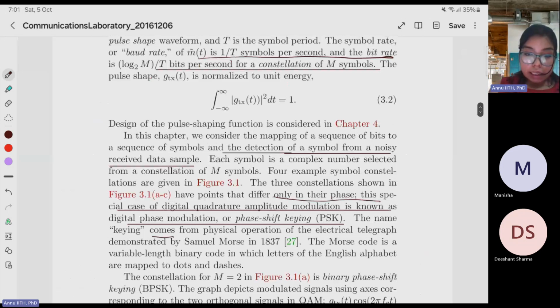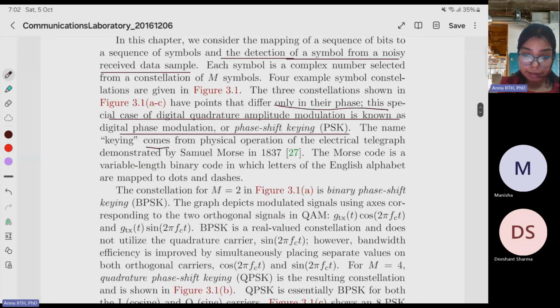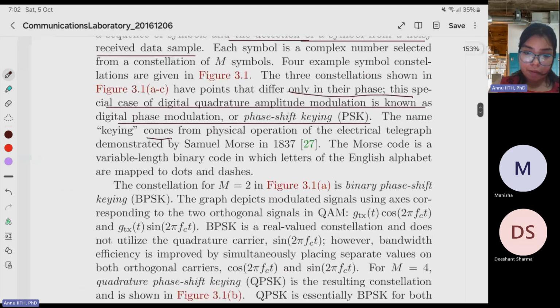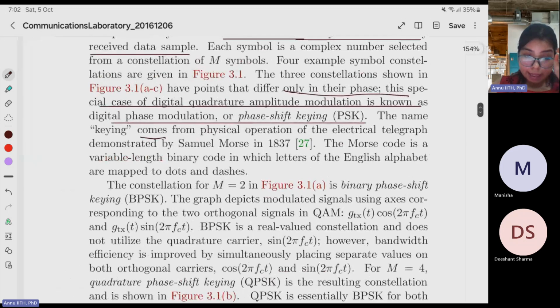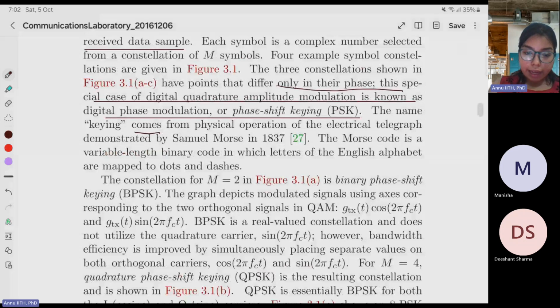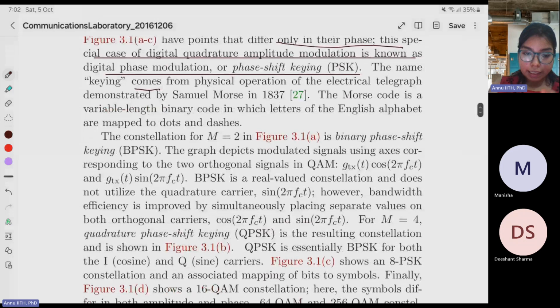So the three constellations shown in the figure have points that differ only in their phase. They are a special case of digital quadrature amplitude modulation known as digital phase modulation or phase shift keying. The name keying comes from the physical operation of the electrical telegraph, where Morse code is a variable length binary code in which the letters of the English alphabet are marked with dots and dashes. The constellation for M equals 2 is actually binary phase shift keying.